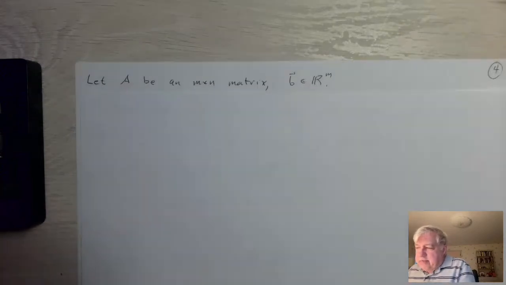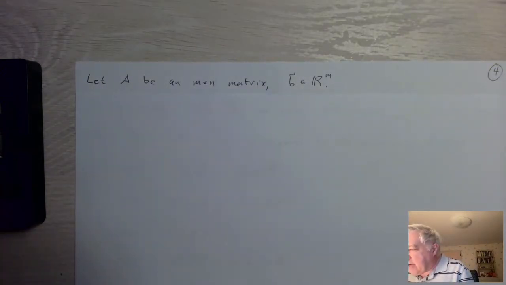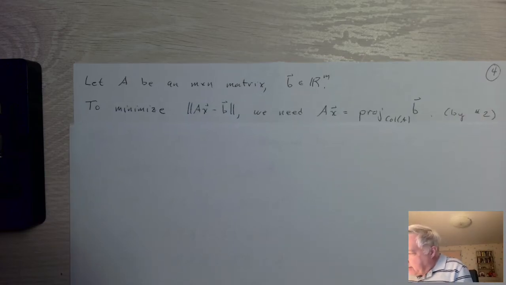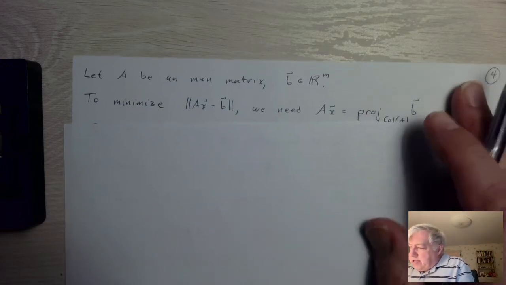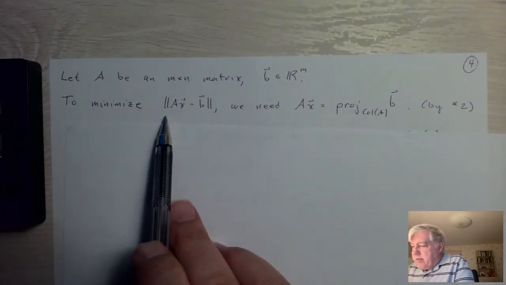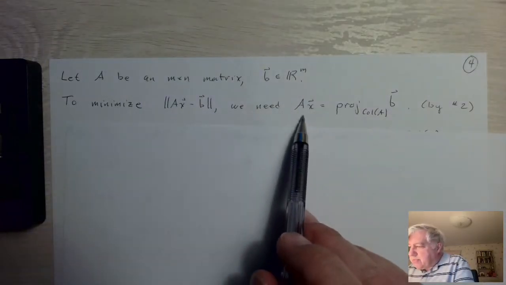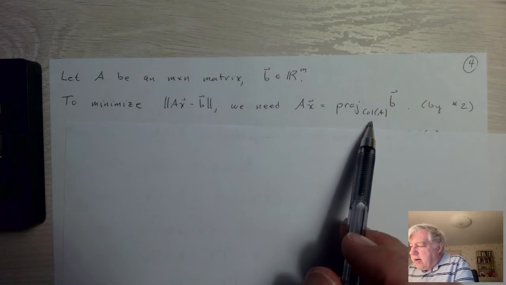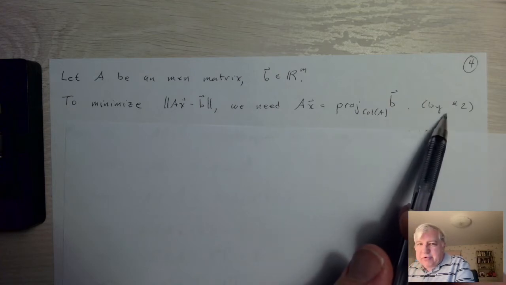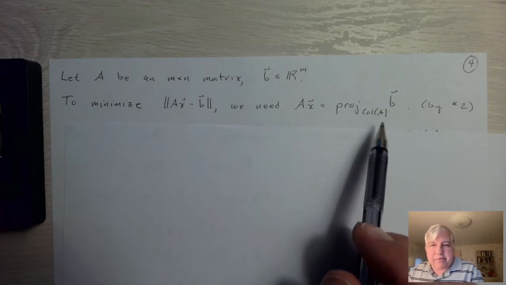So we go to page 4. Now, we're going to broaden our thing a little bit. We're going to let A be an m by n matrix and B be a column vector in Rm. Based on what we just had, if we want to minimize this quantity, we need Ax to be the projection of B onto the column space of A, by number 2, which is what we just proved, where in this case our subspace, capital W, is the column space of A.